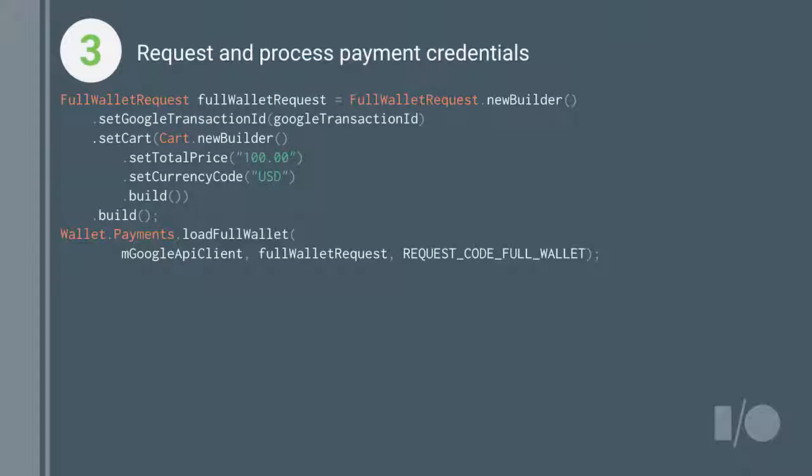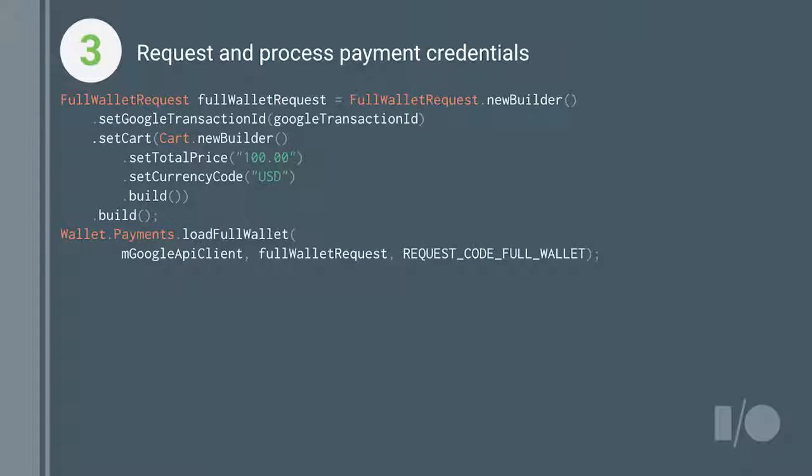And to call that API, you need what we call the full wallet request. The full wallet request is this nice little object that receives only 2 parameters, basically. The first one is the Google transaction ID, which is just an identifier that is generated by the previous call, and you just need to forward it to the second call to be able to complete it. And the second one is the cart containing the total price and the currency code.